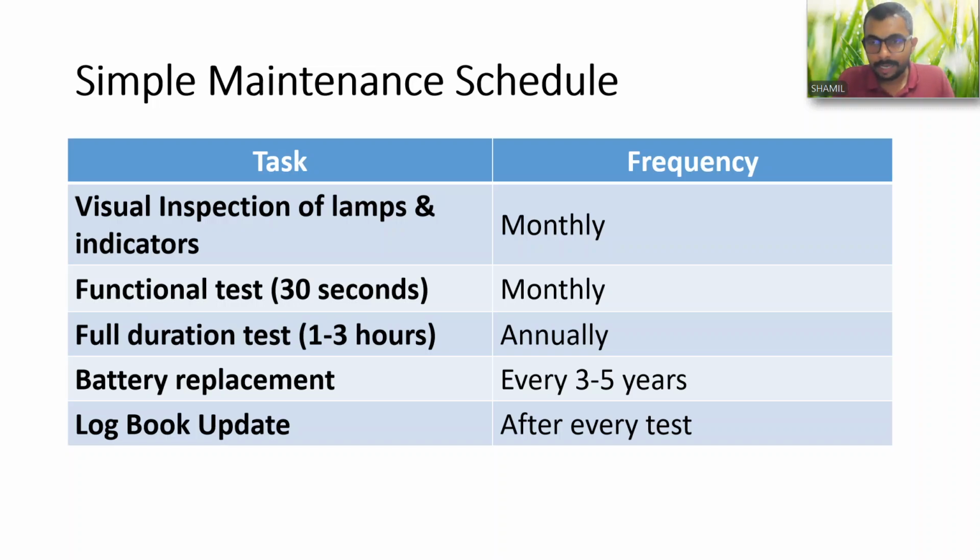And the battery replacement, in case there is any damage in the batteries or if the batteries are aged. So every 3 to 5 years, we need to replace the batteries. And the last one is the logbook update. After every test, we need to mention our findings in the logbook. The logbook can either be given to the client or kept near the panel if you are using a CBS system. So this is about the maintenance schedule.